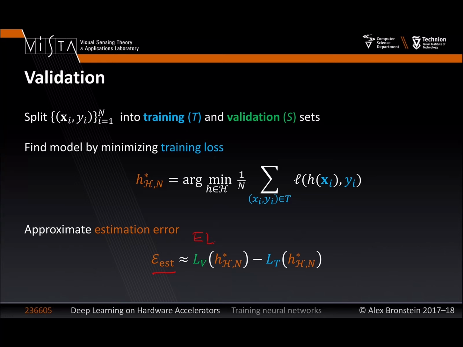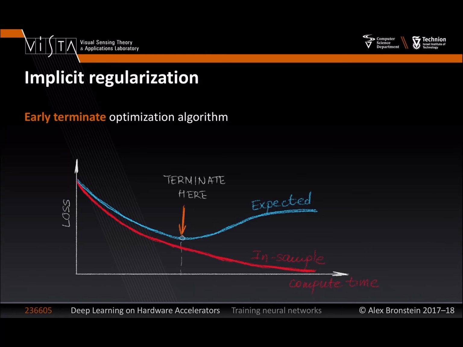So in practice, we are always going to run training on the training set. We are going to plot on the same plot the training loss and the validation loss, and we are going to make decisions, for example whether to stop the optimization algorithm, by looking at the validation loss. And this can be thought of as another way of doing regularization. It is usually referred to as implicit regularization.